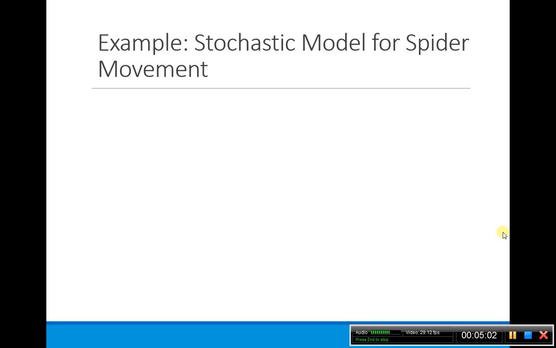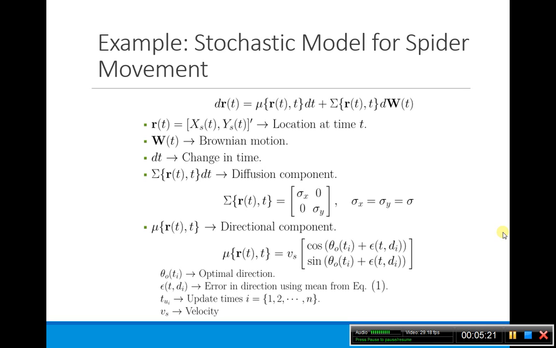Okay, so an example of a stochastic model for spider movement. Now this is an example that I actually showed you in the very first lecture. I showed you a couple of videos. I'm not going to go through the videos again, but the movement of a spider towards a prey in a web is definitely stochastic in nature, and this has been modeled by myself and a couple of undergrads that I've worked with, and some people from the biology department.